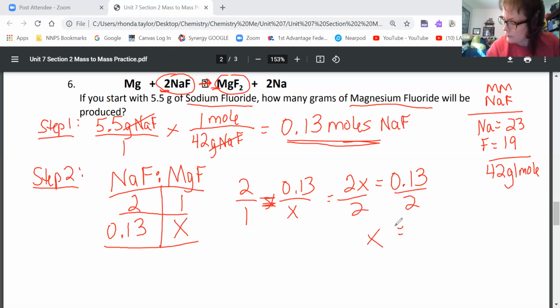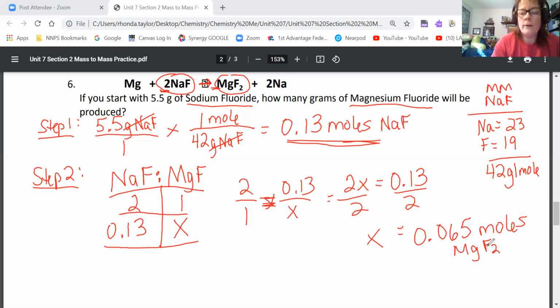Solve for x. And you're going to get a small number, 0.065 moles of our magnesium fluoride. Okay, so we know how many moles we have, but we got to convert it to grams. So that's our last step. We got to do our molar mass of magnesium fluoride.